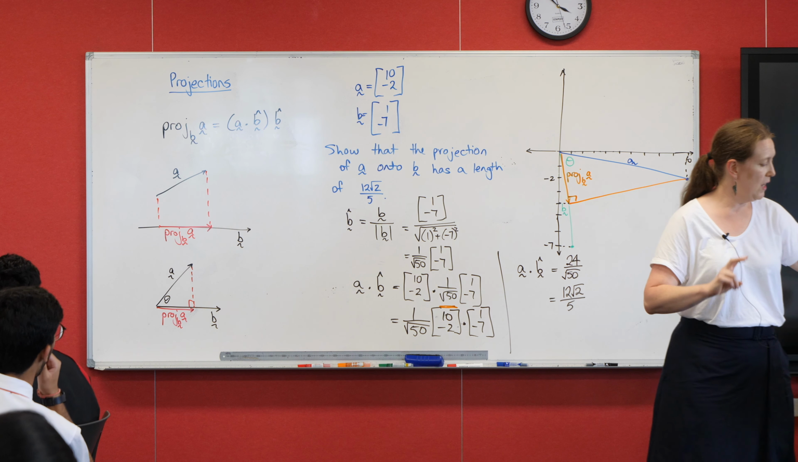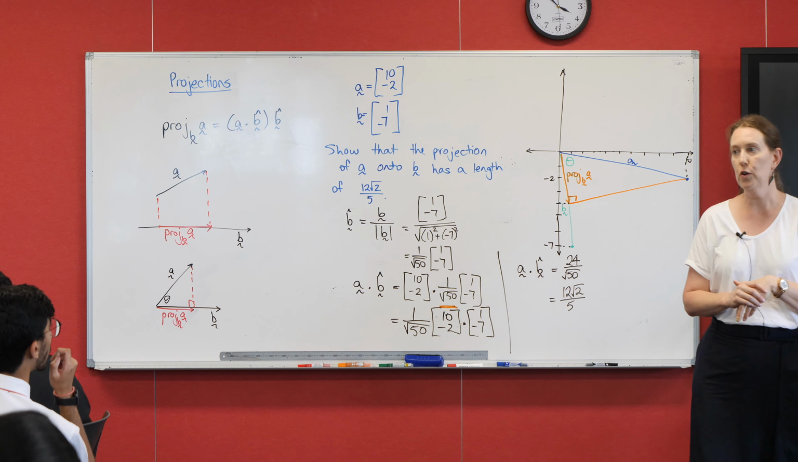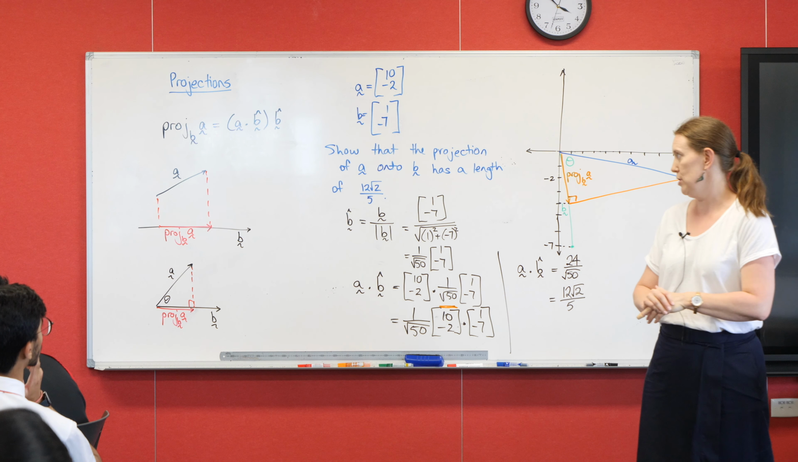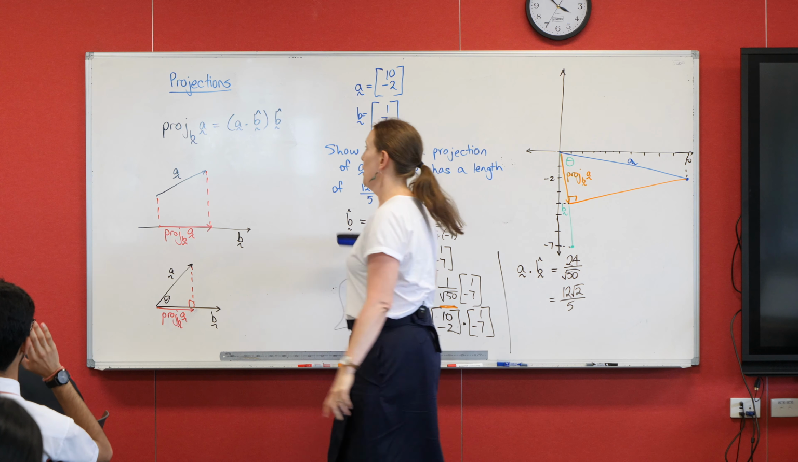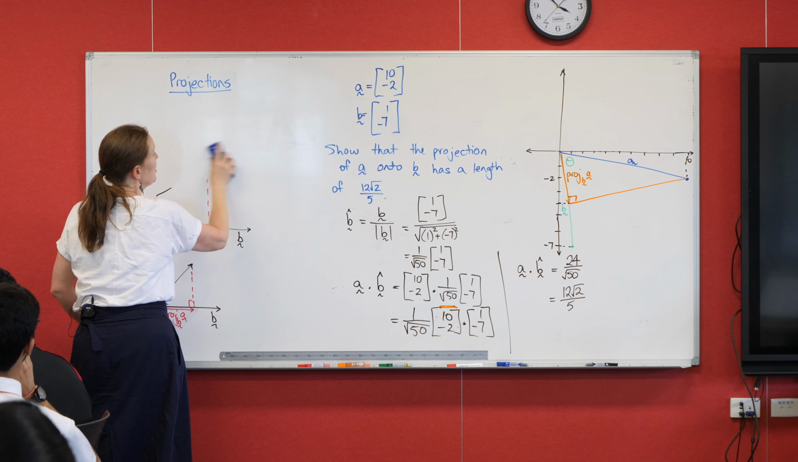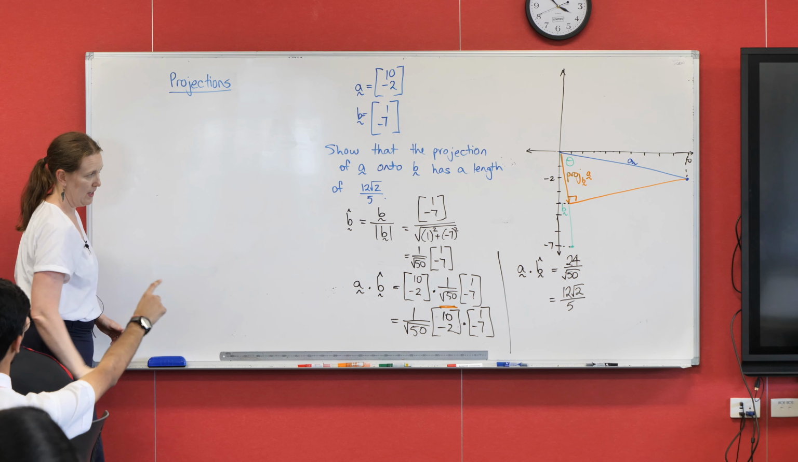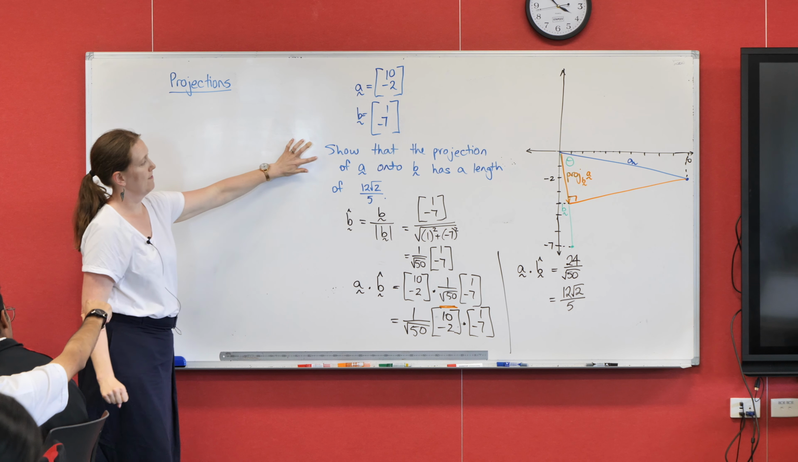All right, I've got 2 last points before I set you to do your work. I want to talk about 2 special projections. The first projection I want to talk about, do you have a question? Yeah. Yep. That's 12 root 2 on 5, right? Yep. That's projection A onto B.